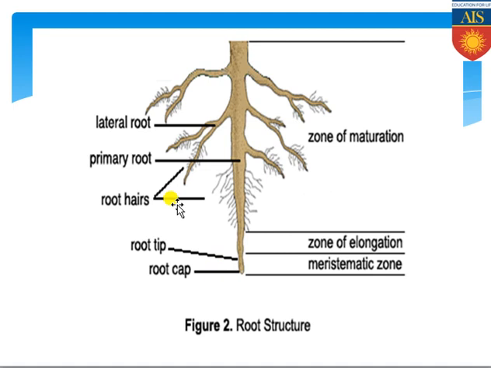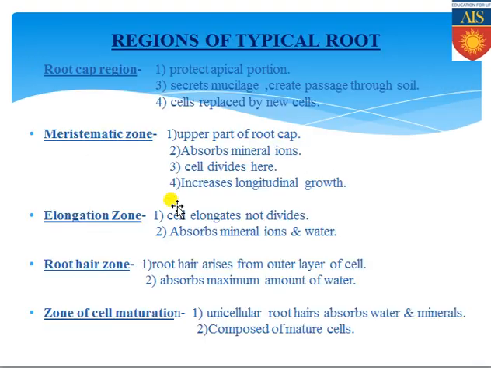Now we will discuss the various zones present in the taproot system, or in a typical root. If you see the total structure of the root, you can see a total of 5 different regions or portions throughout this taproot system. The first portion is the root cap region, which is the lowermost region, and it always protects the apical portion of the root.